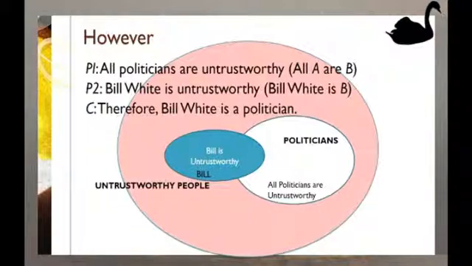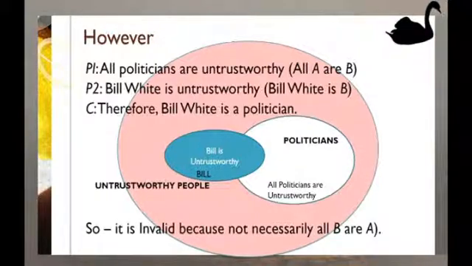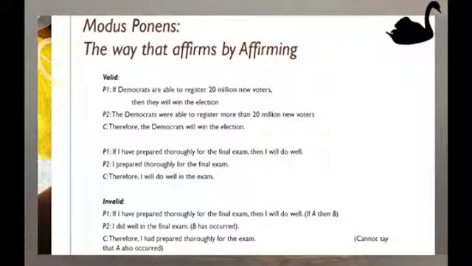Untrustworthy people, there you go. So there's all these untrustworthy people. So it's invalid because it's not necessary that all B's are A's. A modus ponens is the way that affirms by affirming.